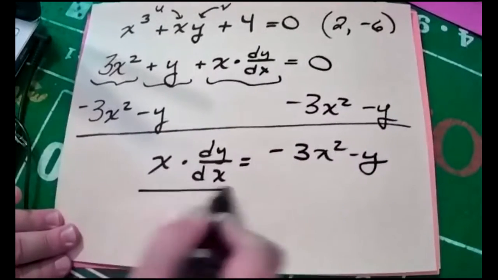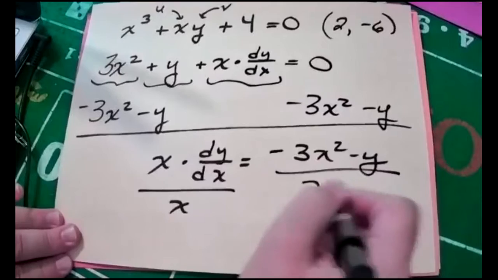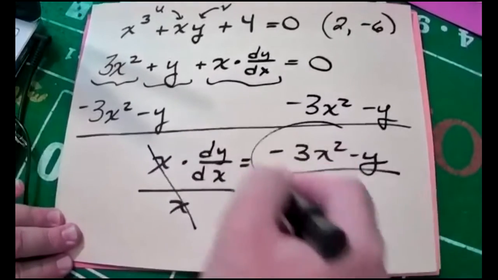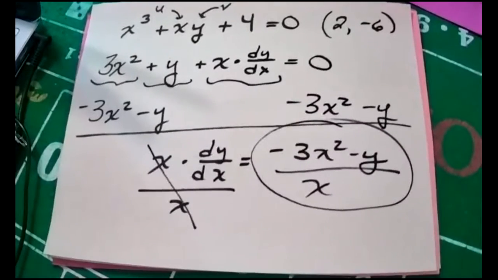And now to finish up, you would divide x out. And now, as you can see, here is your expression for the derivative of y with respect to x implicitly. As you can see, it does involve x and y.